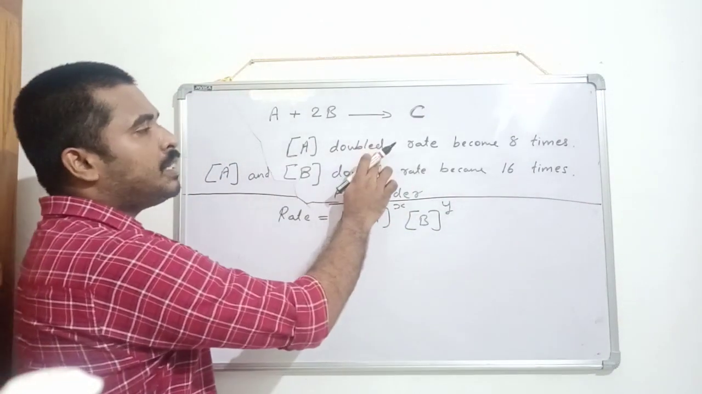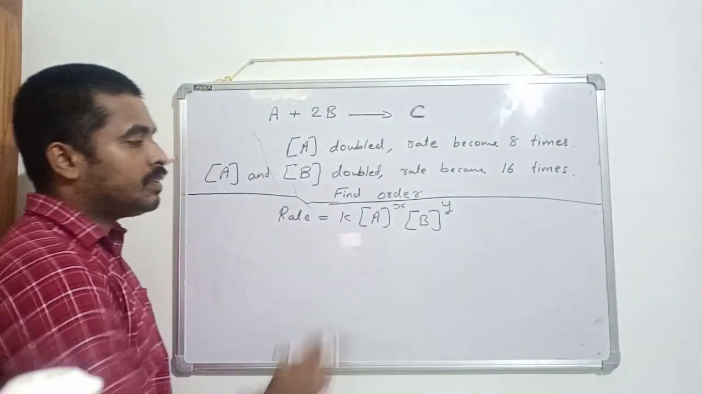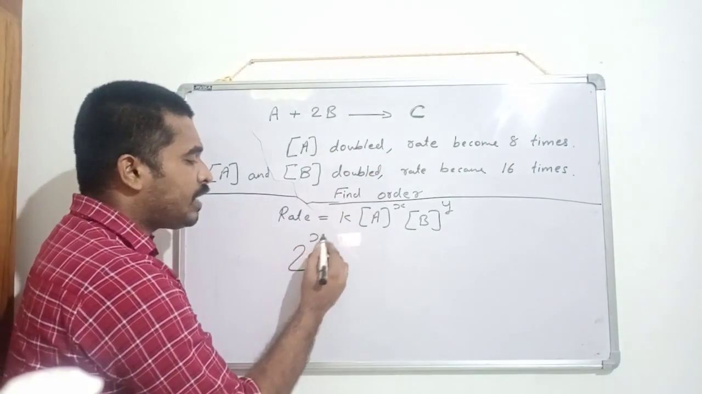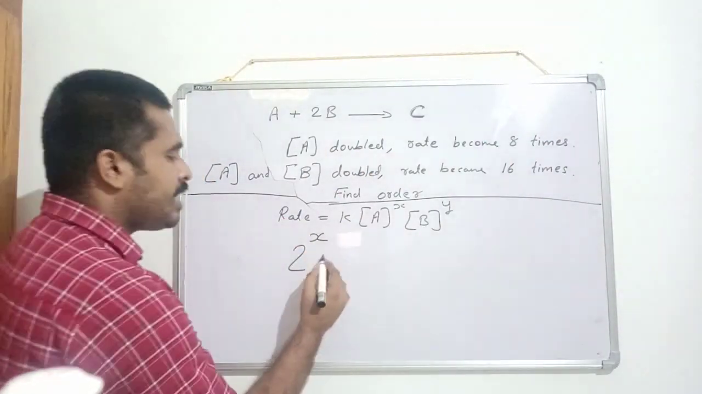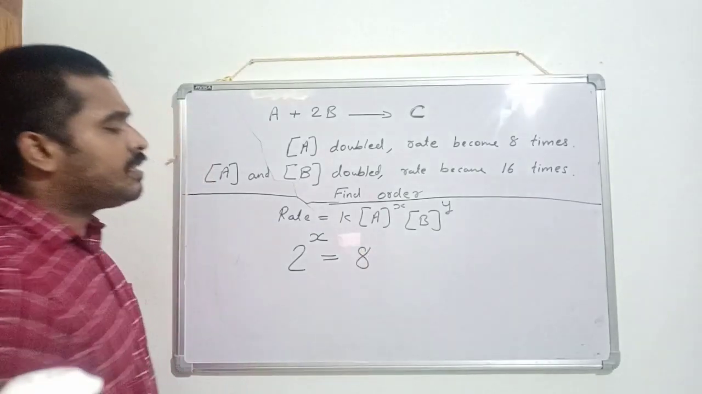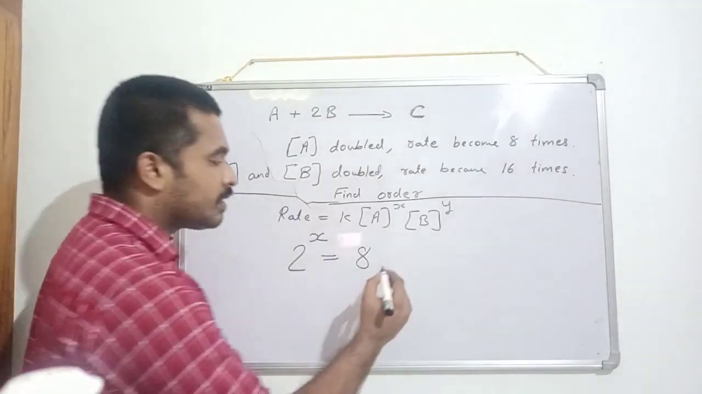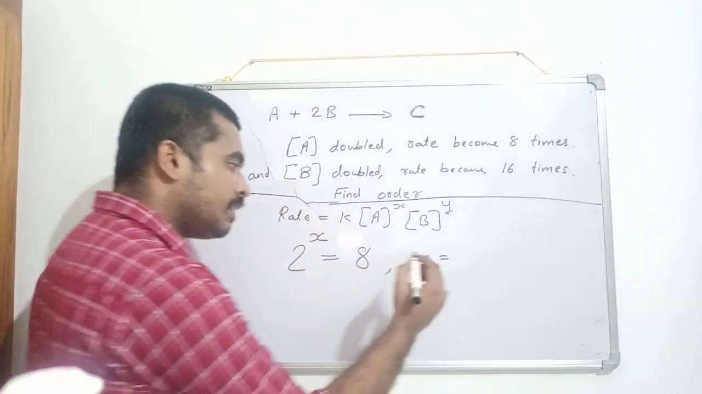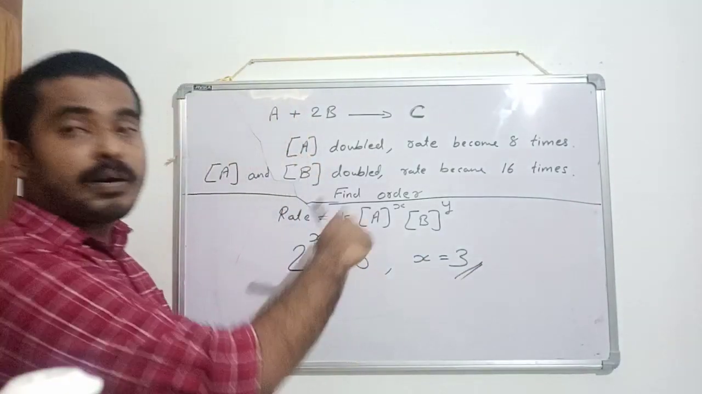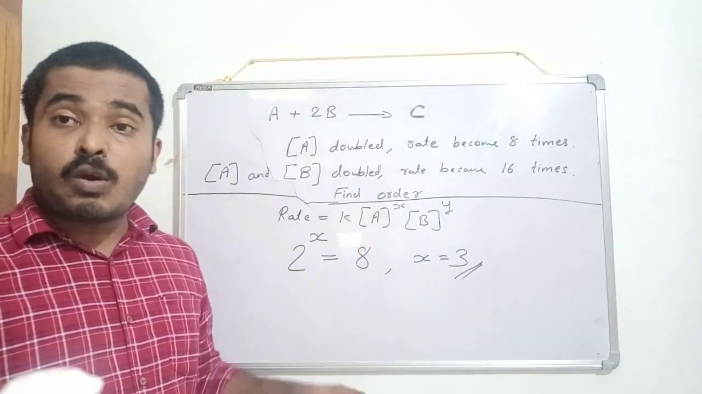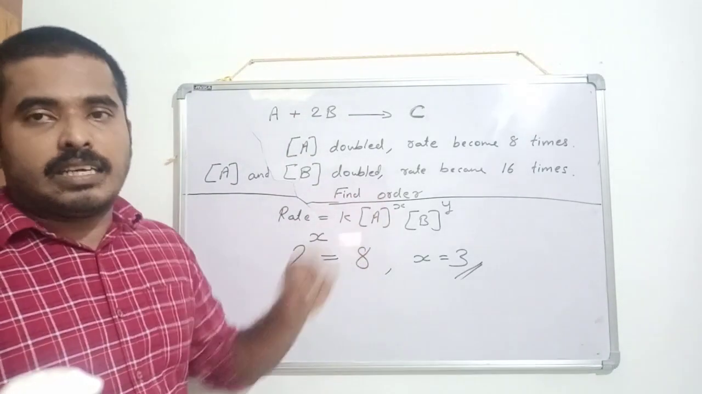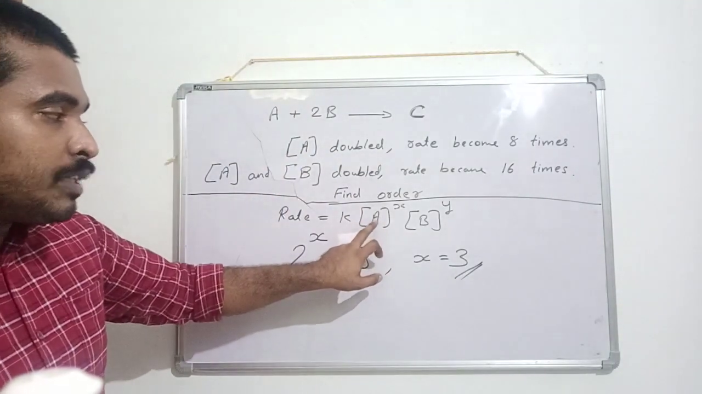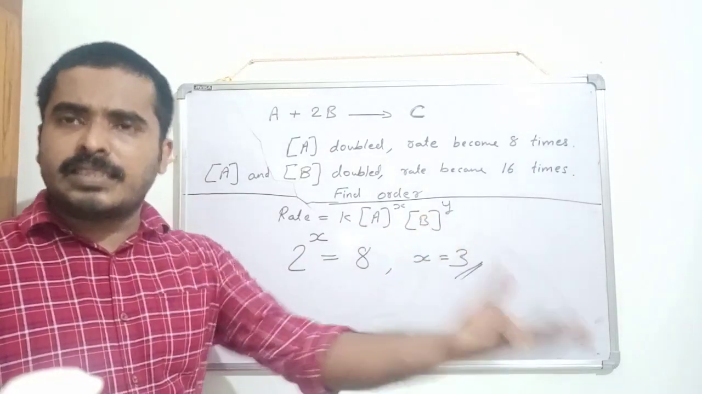Now a is doubled, rate becomes 8 times. What is the power of a? x. So a is doubled means 2 raised to x. Rate became 8 times, so 2 raised to x equal to 8. What is x? 3. So we got the power of a. We can also say the order with respect to a is 3, that means the power of a is 3.